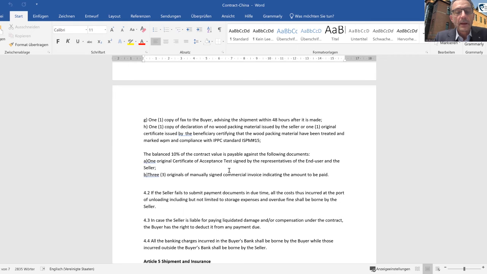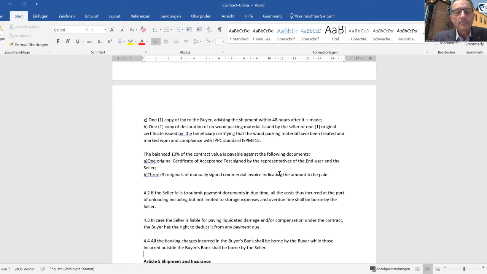Then balance 10% of the contract. You remember, against the documents only 90% is payable. Now the rest of 10% is against additional documents or other documents: certificate of acceptance test signed by the representatives of the end user and the seller, and then 3 originals of manually signed commercial invoice. Is that a critical point here?